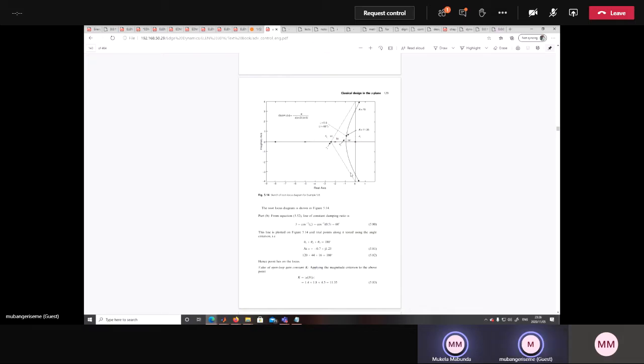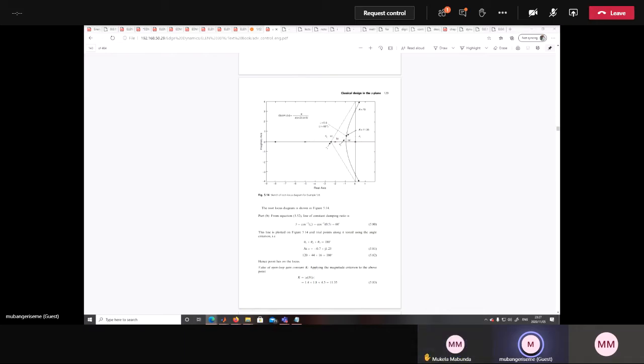I don't know. Yeah, just find that. Yeah, but you see here they're saying that OP is equal to omega n. So whatever point we put here is equal to essentially omega n. But okay. Okay, fine.